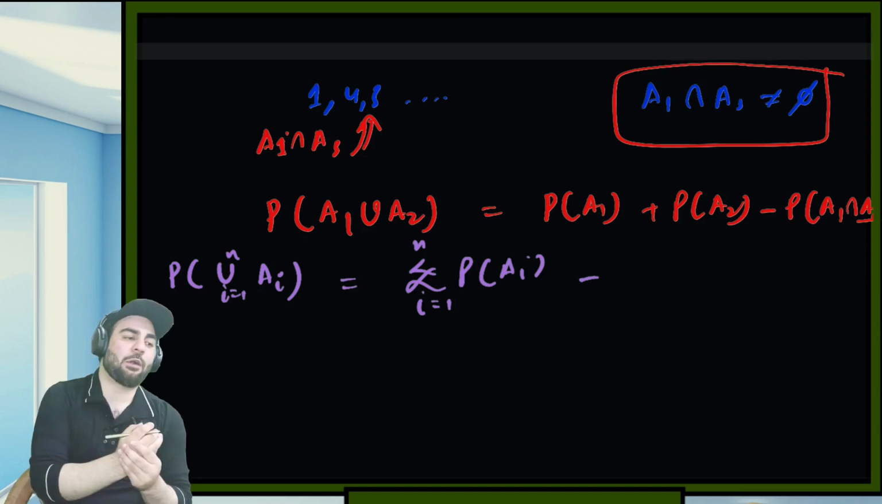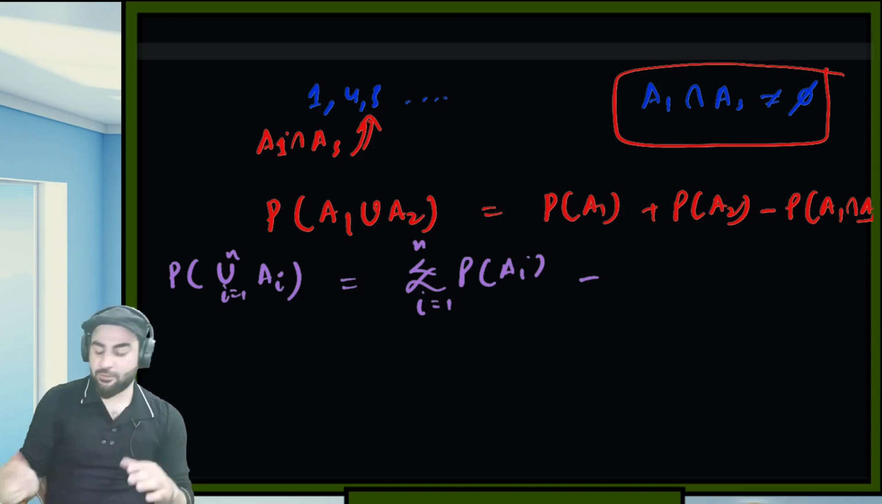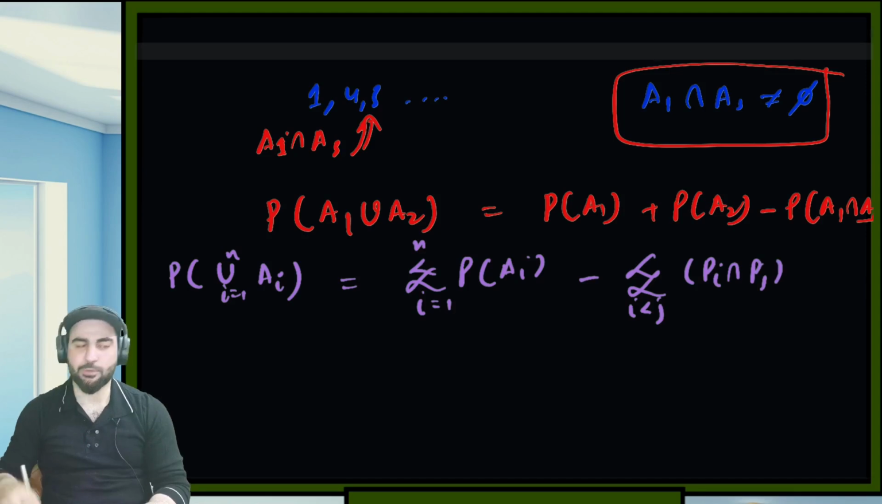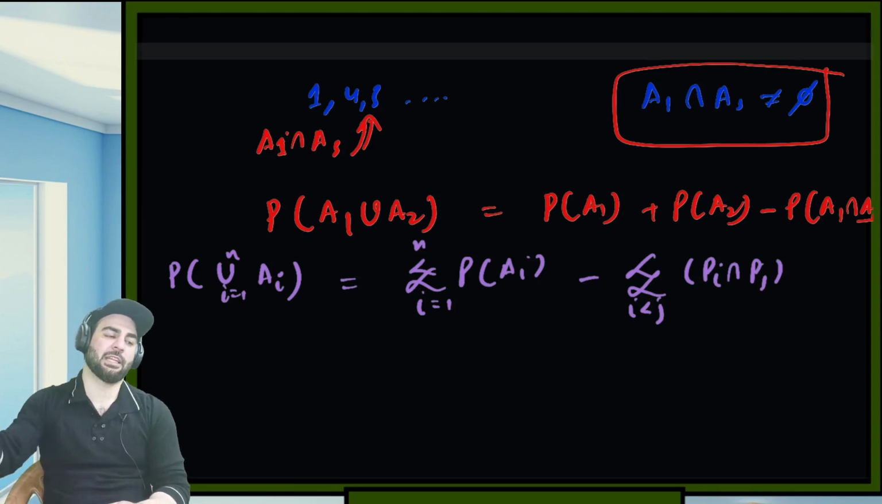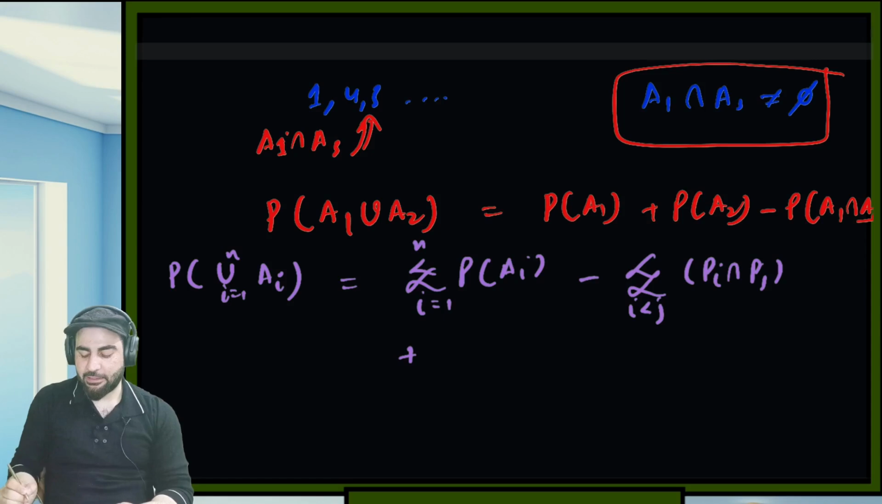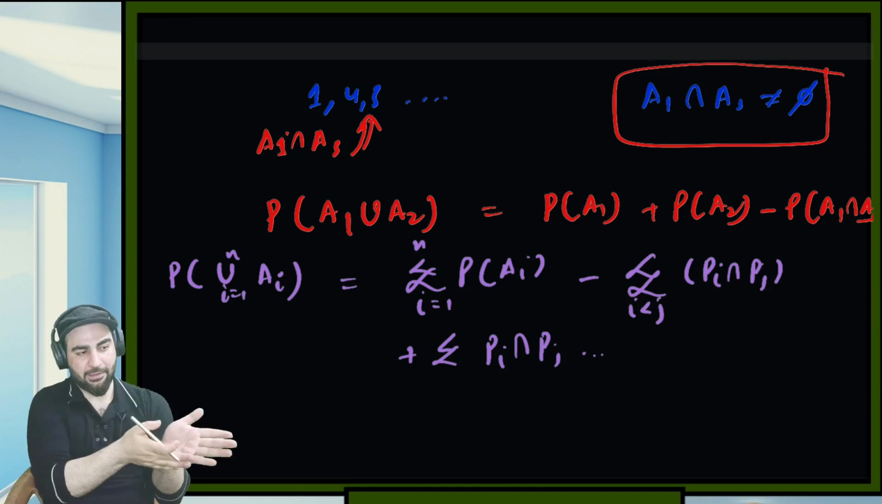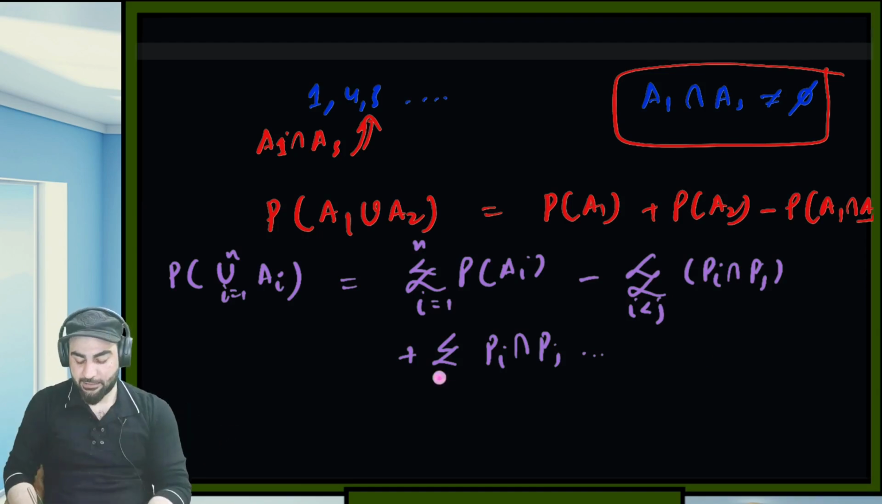What do you have to subtract? You have to subtract summations which are of 2. Let's suppose I'll write summation over i less than j of the probability of Ai intersection Aj. Okay, and this goes from 1 to n, 1, 2, 2, 3, 3, 4, something like this. And then you again add the third intersection, so Ai intersection Aj intersection Ak, something like 3 intersections now, with i less than j less than k.